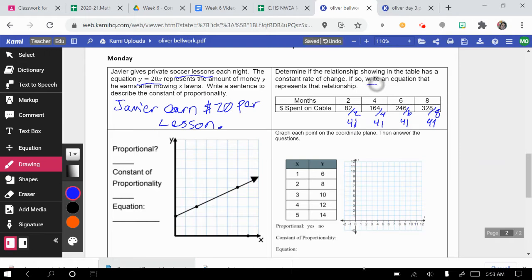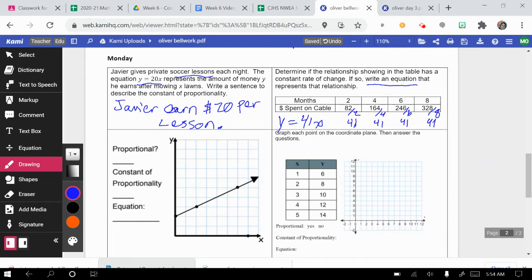So now I also have to write an equation. Well, what number did they all reduce to? That's our k in our equation. So y equals 41x. It's always y equals and then your number times x. That is where we're starting this year.